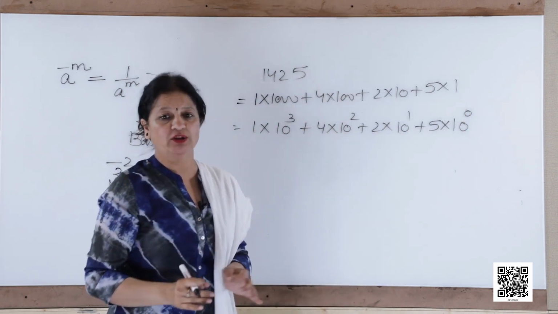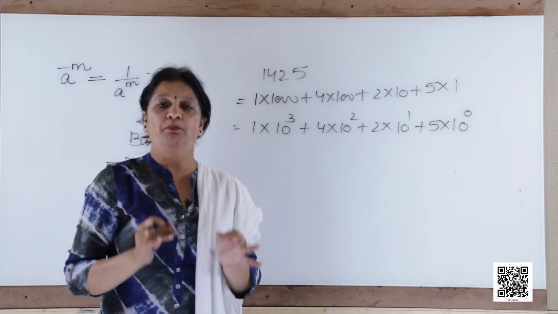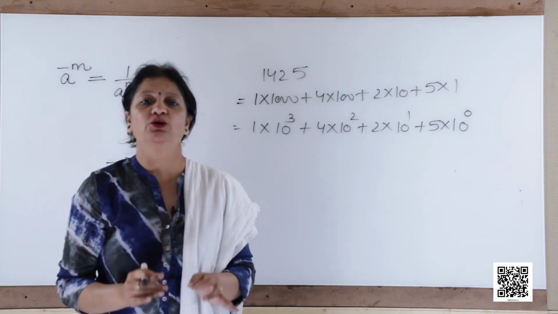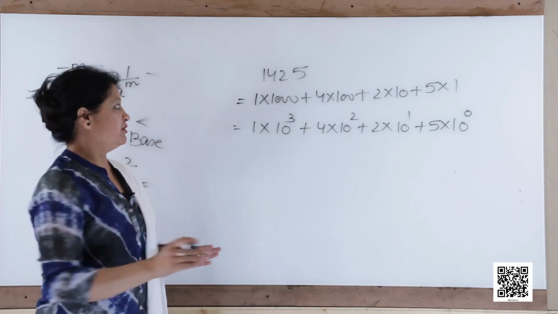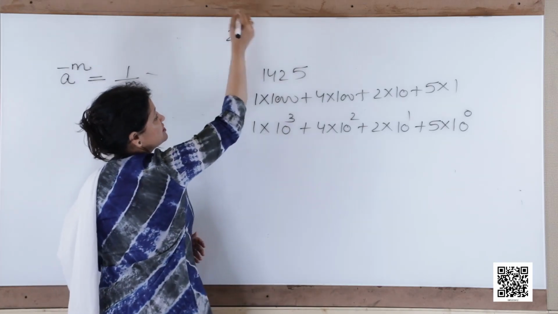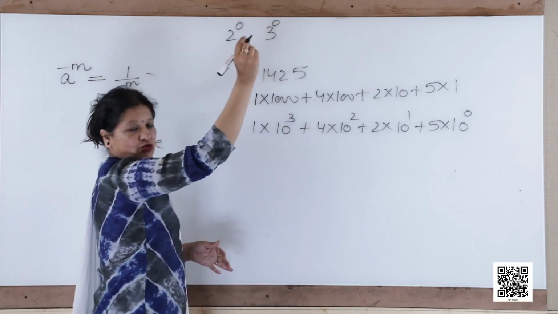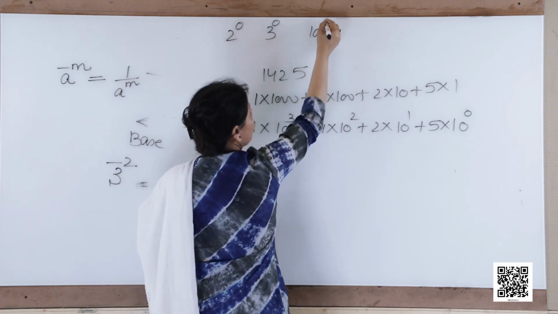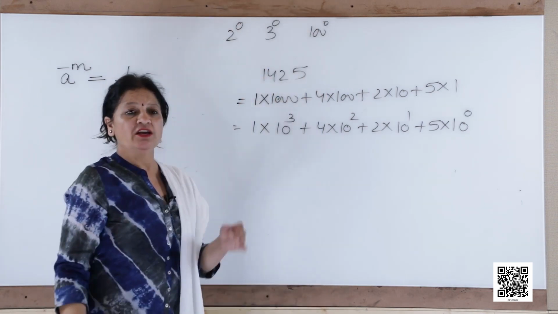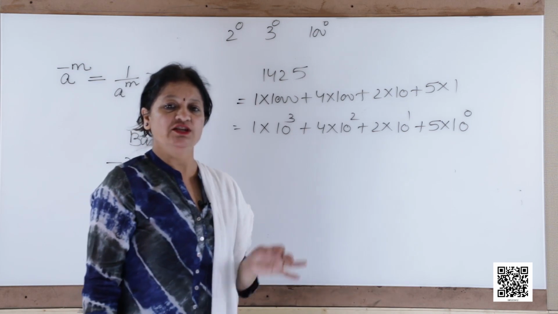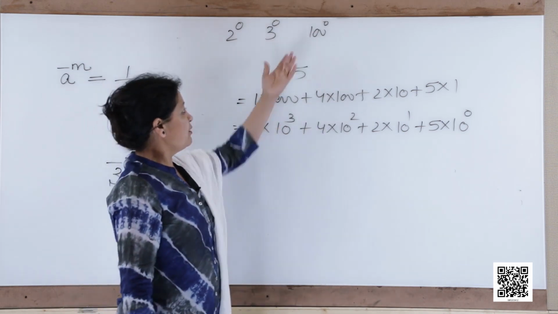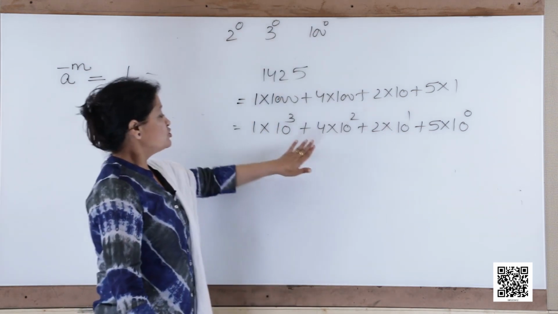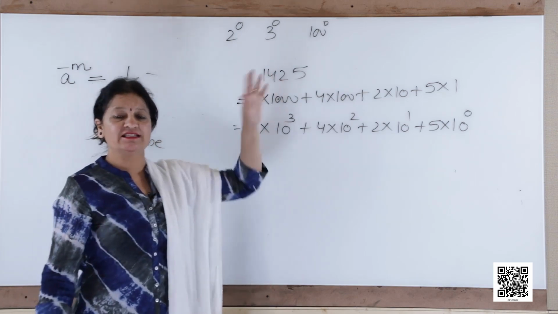All of you know that any number to the power 0 is always equal to 1. Whether it is 2 raised to the power 0, 3 raised to the power 0, or 100 raised to the power 0, any number to the power 0 is always equal to 1. So whichever number we have, we can write that over there. This you have already done in 7th class.